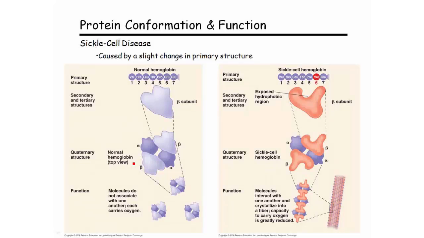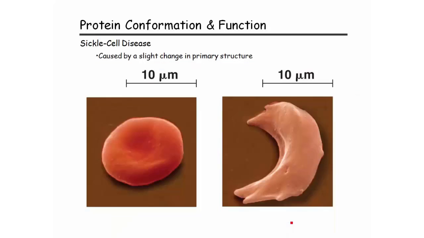When the secondary and tertiary structure is formed, we get a slightly different shape. The quaternary structure still forms, but the problem with this new shape is that we have this one hollowed out area right here, which is going to be hydrophobic. Hydrophobic things like to stick to other hydrophobic things. What this means for the cell is that all of these individual quaternary structures begin to clump up.